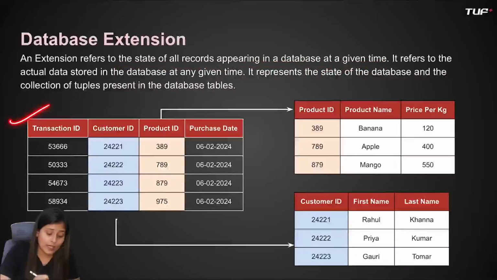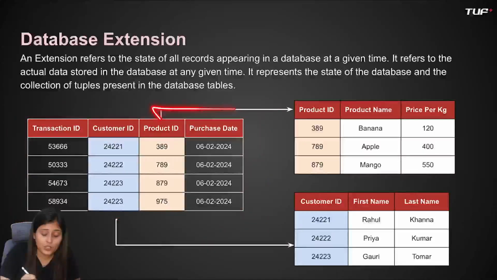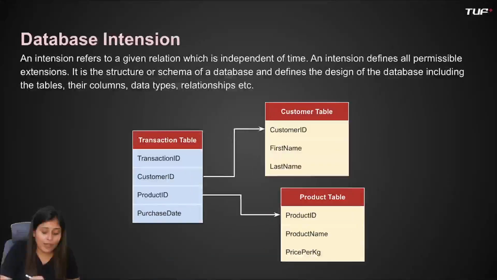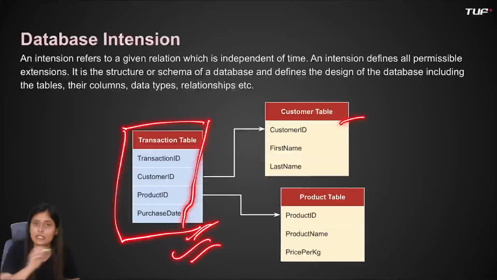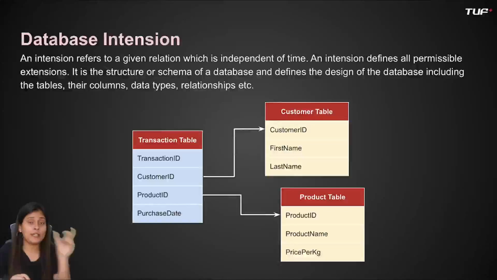So it shows the actual data, actual records, actual rows and column values, and that too at a particular given time. It refers to the actual data stored in the database at any given time, and it represents the state of the database and the collection of tuples present. So basically all the exact data at a given time, when we show it, is called data extension. But when we just see the transaction table and customer table, basically the entities, without the actual data and independent of time, we call it database intention. That is the basic difference between database intention and database extension.